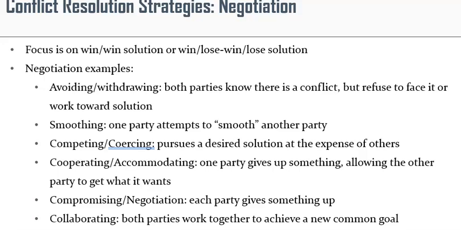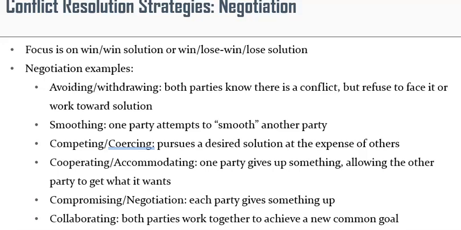Both parties know there is a conflict, but they refuse to face it or work towards a resolution. This is avoiding, or some might call it withdrawing, where both of the parties realize that there is an issue, but they just don't want to face it. They don't want to work to try to resolve the issue.